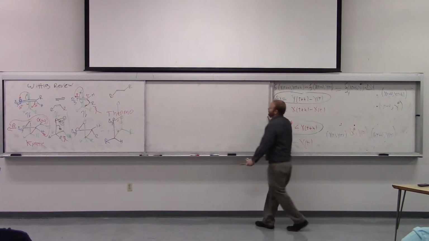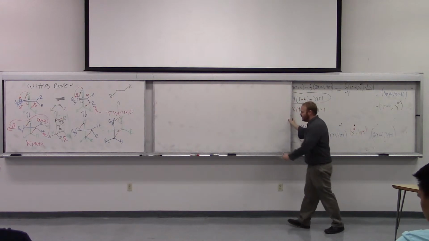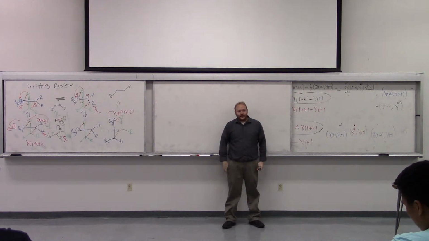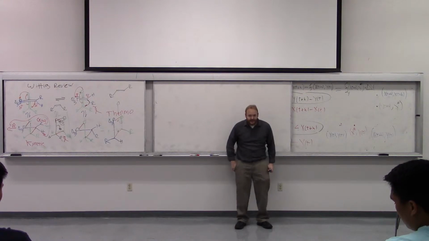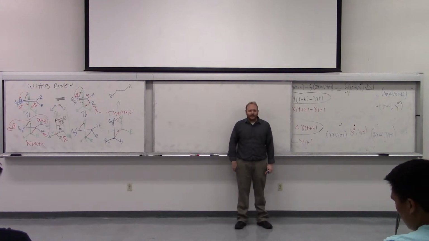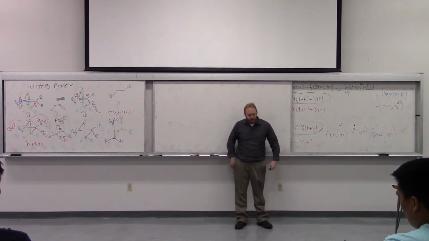All right. So now we're in chapter 17. Chapter 17 is more fun with adding things into pi systems. So chapter 16 was adding things into aldehydes and ketones. Chapter 17 is adding things into carboxylic acids, amides, and related compounds.